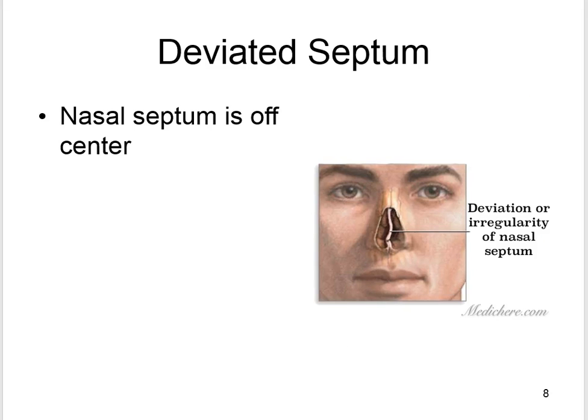A deviated septum. The nasal septum is off center. The nasal septum is the bone and cartilage that divide the nasal cavity of the nose in half. And so that would be this right here. Okay? And so a deviated septum can make breathing difficult.